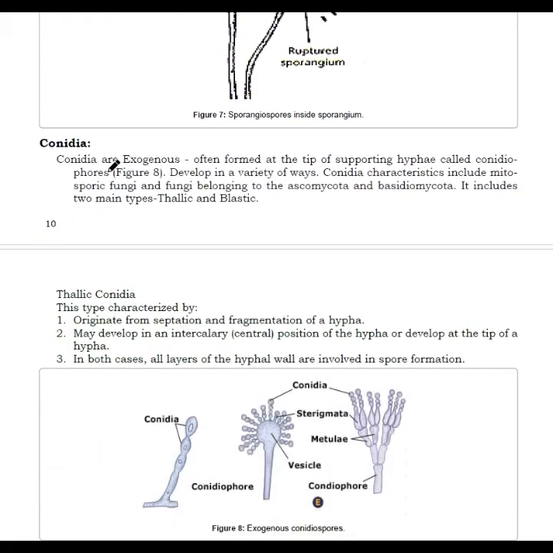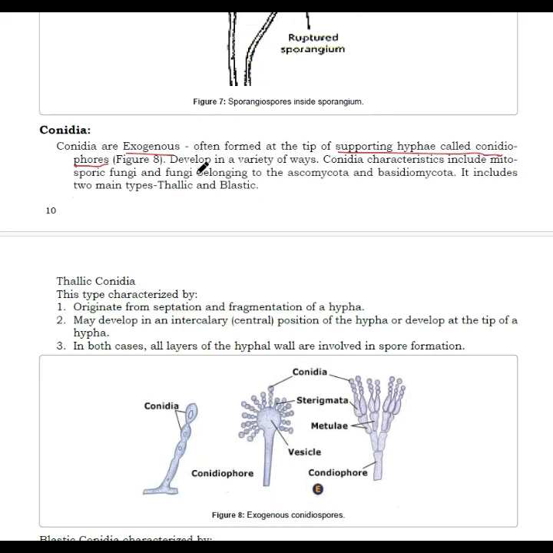Now, what are conidia? Conidia are exogenous cells. Okay, they are formed at the tip of the supporting hyphae called conidiophores, onto which they are formed, and they are developed in a variety of ways. As we have discussed earlier, that was just the basics about the conidia. Let's study the conidia in detail.